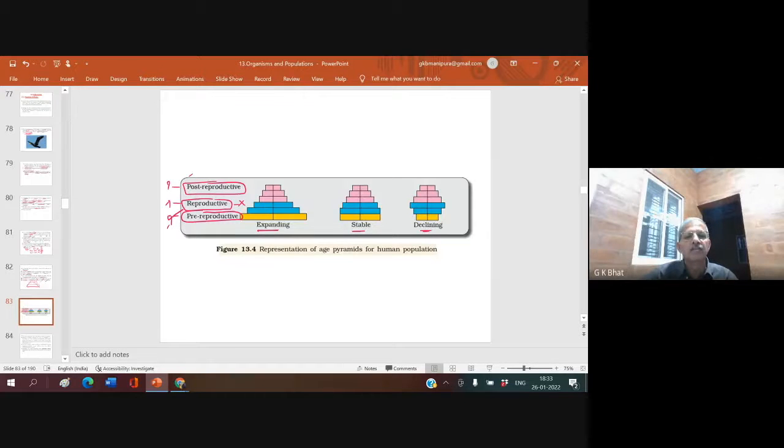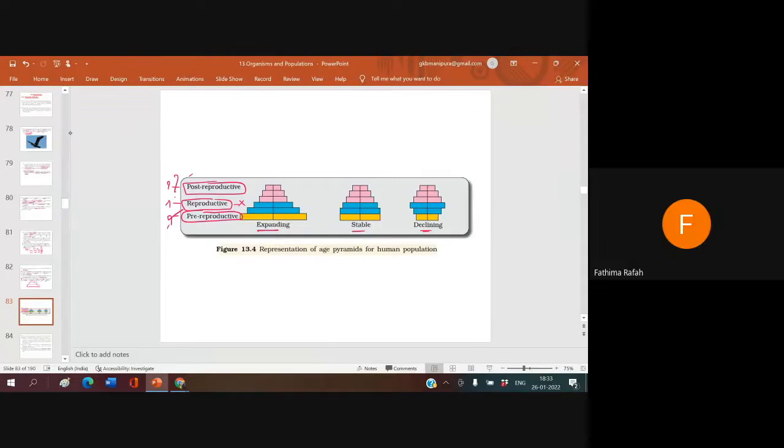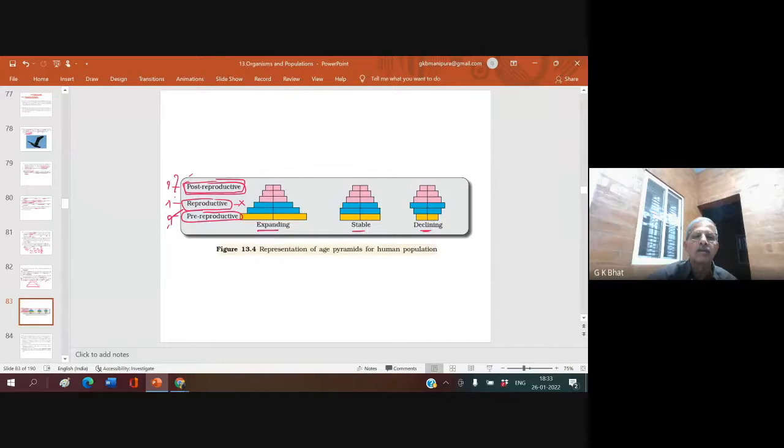How do you say that it is post-reproductive, reproductive? Then who belongs to post-reproductive? Elderly people. Those who have reached old age. Do you think that a man reaches a post-reproductive condition? I hope you have learned that a man can produce sperm. He will be in a position to produce sperm till he goes to his deathbed. Do you consider him as a post-reproductive group?